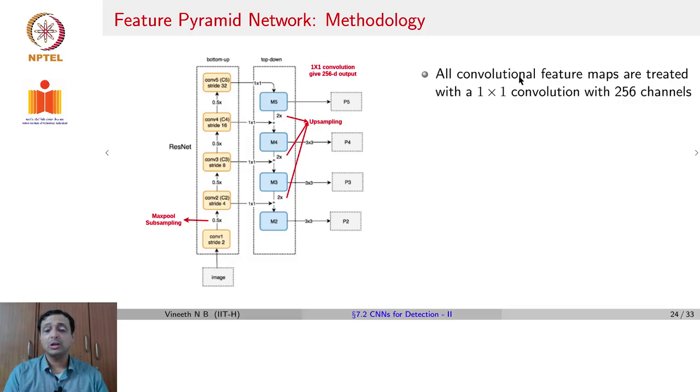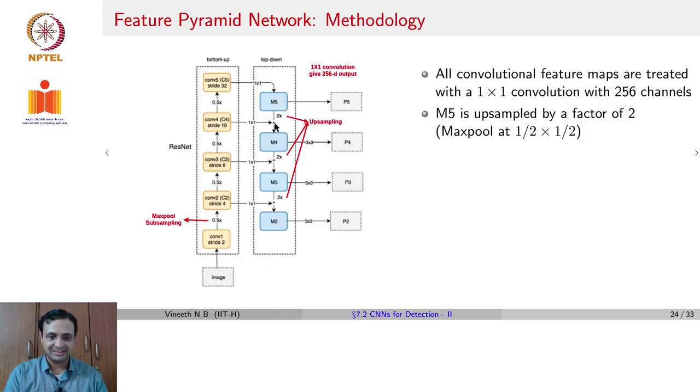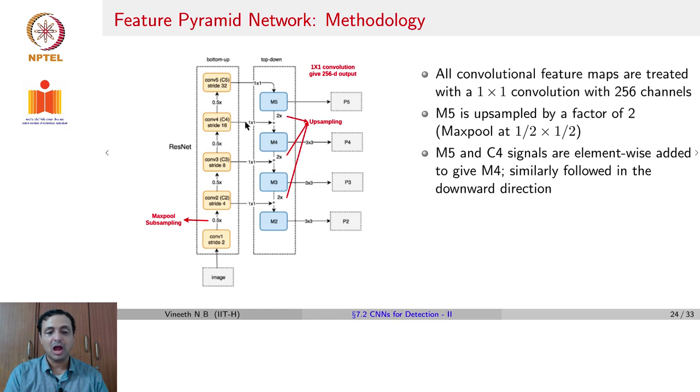In the FPN, all convolutional feature maps C1 to C5 are treated with a 1x1 convolution, which you see on these arrows here, with 256 channels, and M5 is upsampled by a factor of 2 to get the next M4. But before you get M4, you get the signals from C4 after applying your 1x1 convolution and combine the output of C4 with 1x1 convolution and M5 to get M4. And you similarly continue to do this to get M3 and M2.